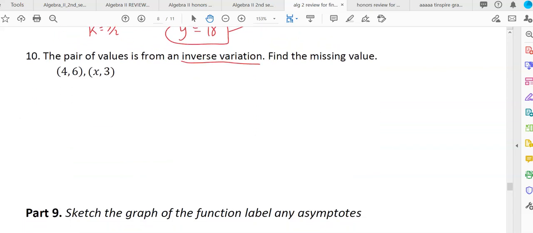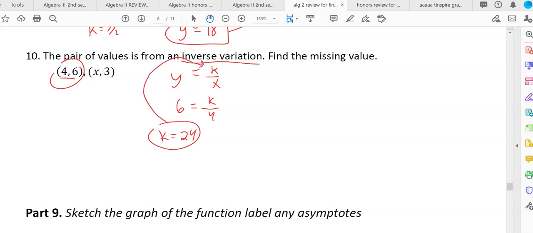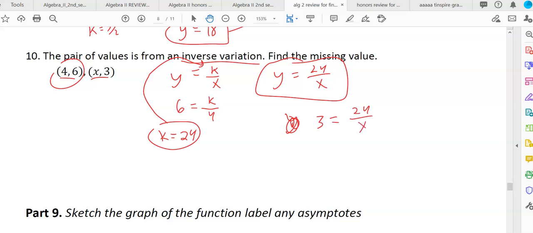Form an inverse variation. So inverse variation would be y equals k divided by x. I'm going to plug in these guys. So this would be 6 equals k divided by 4. So 24 equals k. Plug that back in. So you get y equals 24 divided by x. Now I'm going to plug in this guy. I get 3 equals 24 divided by x. So you get 3x equals 24. You get x equals 8.